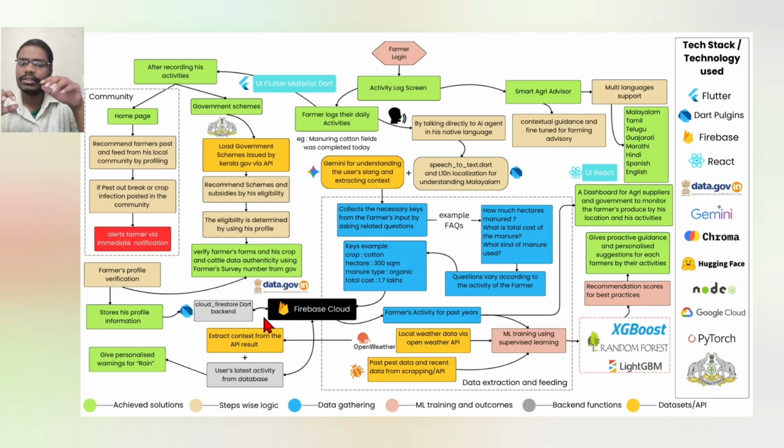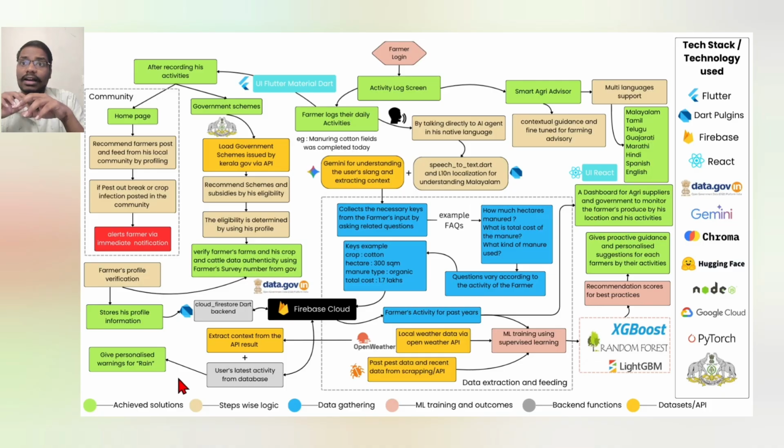He also gives custom notification alerts like there is rain tomorrow. Be careful on planting. Be careful on watering the crops. This kind of notification will be used. What will be used for that notification is local weather API data and his past activity data. Using that we will give him suggestive notifications.